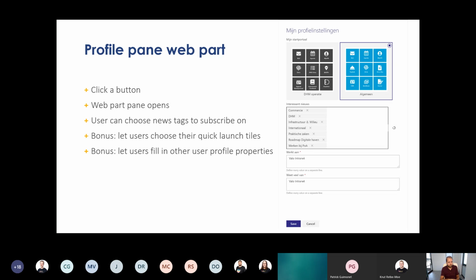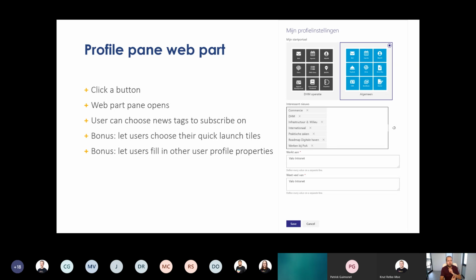So the interesting thing is, as soon as we built that, we got a couple more requests from the customer. Hey, now that we have this pane here, can we maybe add some functionality there? So the first one is they had multiple business units, but there was one specific business unit for operation that required a different set of tiles with quick launch links. So they asked us, can we let people select the tiles that they want to show on the homepage?